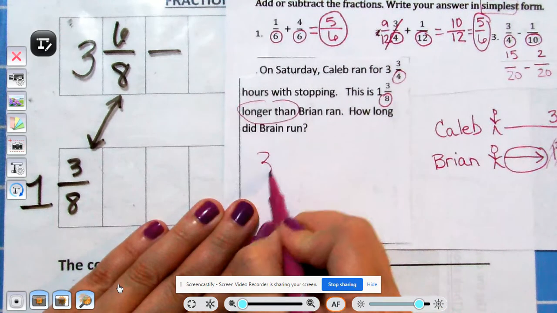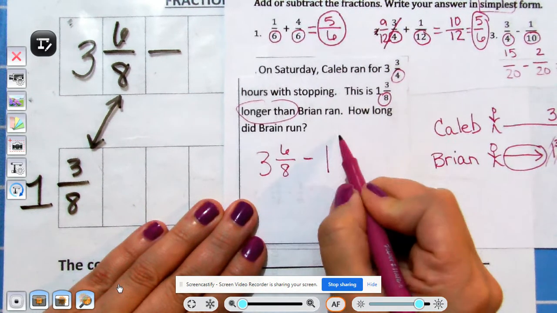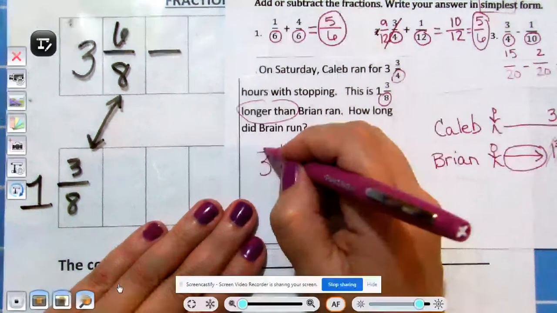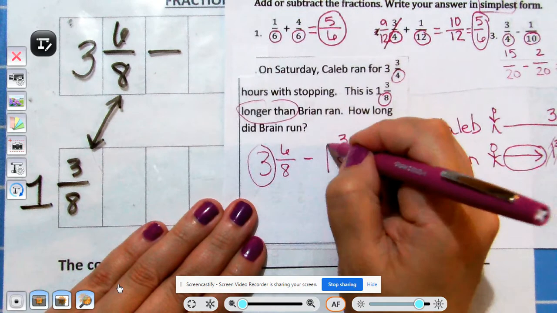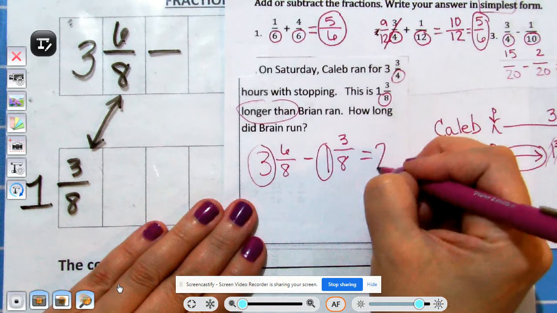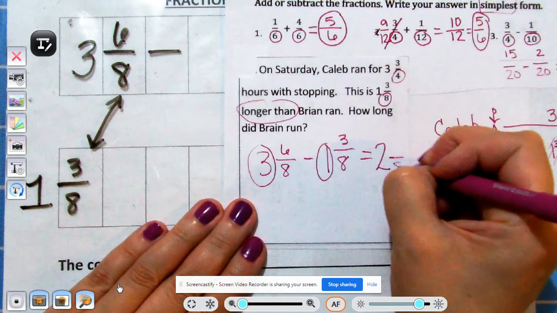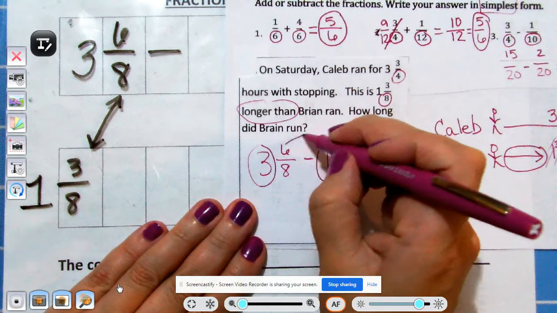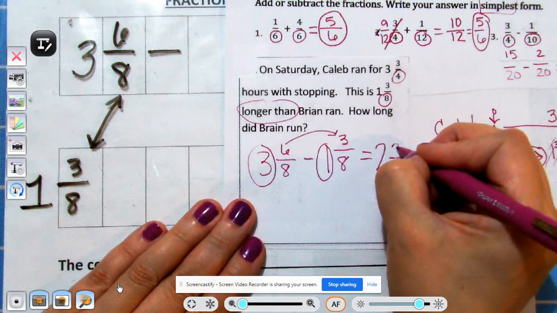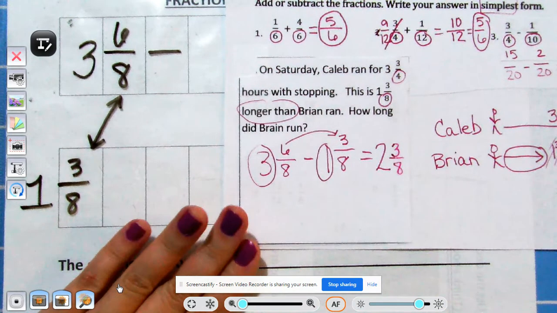So we have 3 6/8, subtract 1 3/8. Okay, start with your whole numbers. 3 subtract 1 is 2. Your denominator is going to stay the same. Then you subtract your numerator. 6 subtract 3 would be 3.